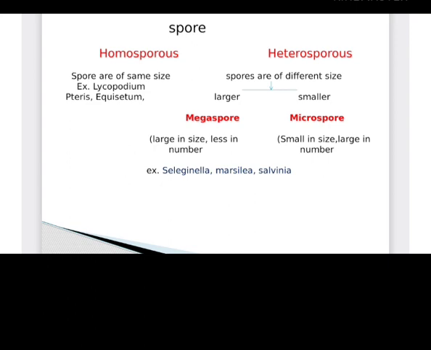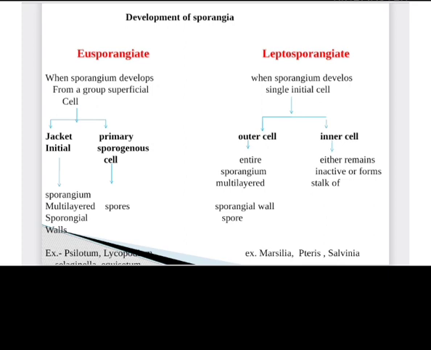So now the spores: two types, homosporous and heterosporous. Homosporous means the same kind of spores are present, for example Lycopodium and Equisetum, whereas heterosporous means spores of different sizes are formed, mega and micro, for example Selaginella, Marsilea and Salvinia. Clear? Megaspores are large in size, whereas microspores are small in size. So these are the two types of spores, homosporous and heterosporous. You can see homosporous in Lycopodium and Equisetum.